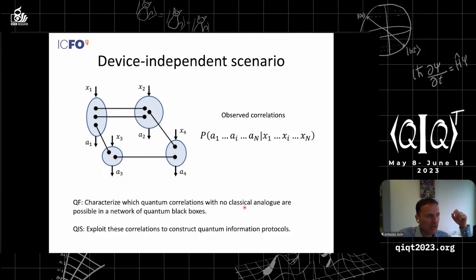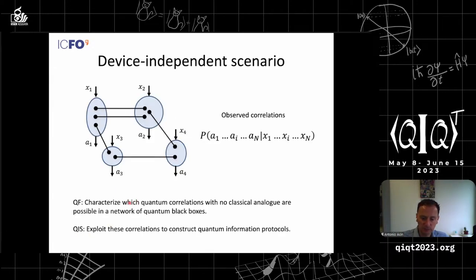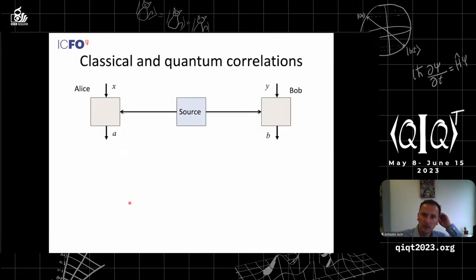And once we have identified these objects, we want to understand how these non-classical correlations could be exploited to construct quantum information protocols. And here things connect more with quantum information science. So let me start with the first question. Okay, so we want to understand how to characterize quantum correlations in these networks.